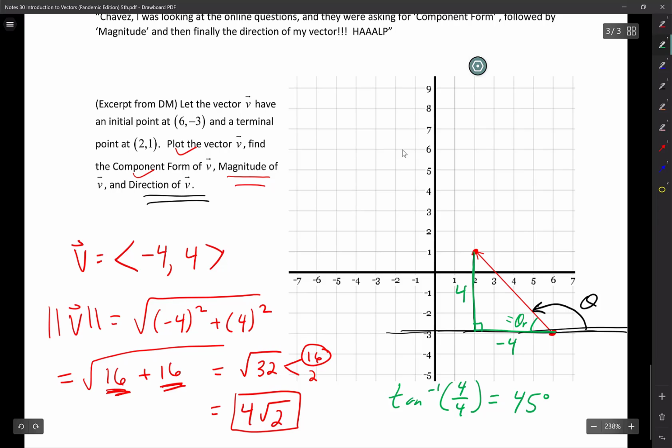Though that's not the answer we want, though. That's 45 degrees. The one we want is that black theta. So since we want that black theta, all you got to do is go 180 minus 45. And there's so many ways to do it. This is not the only way, guys. Yeah. So there it is. The direction is 135. Direction of vector.